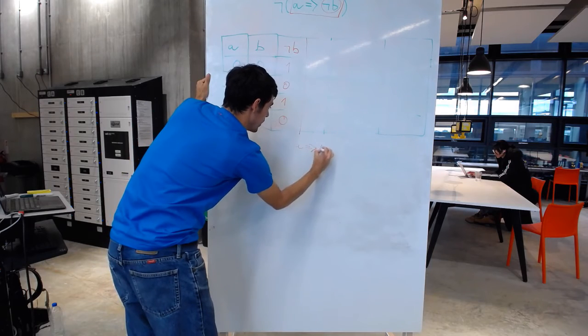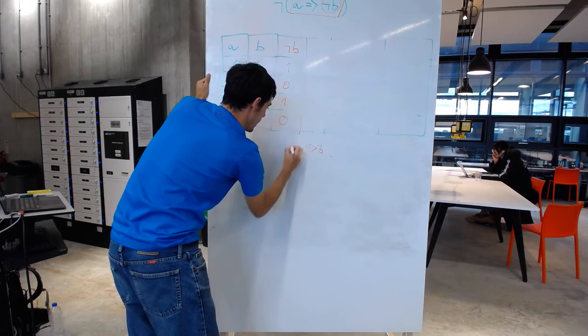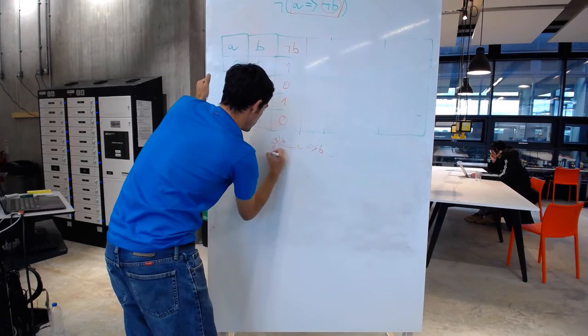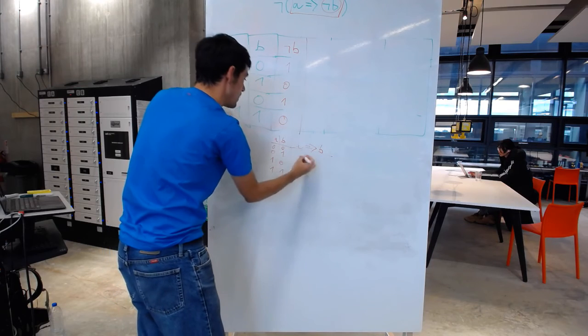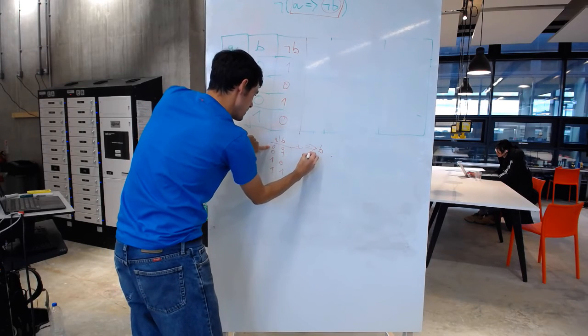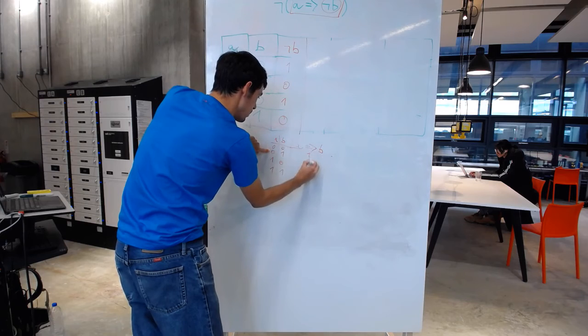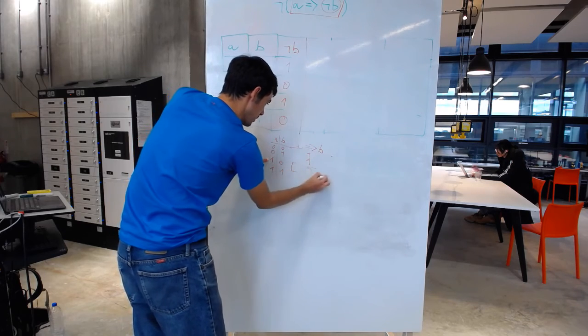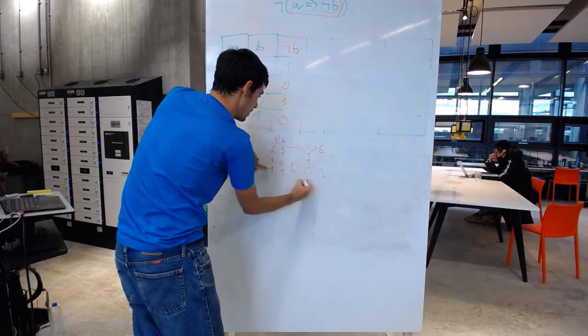As a note, we can write what the evaluation for A implies B would be: 0, 0, 1, 1, 1. A 0 implies 0 is 1. 0 implies 1 is 1. 1 implies 0 is the only false. This is the only one you have to take care of in implication, and 1 implies 1 is 1.